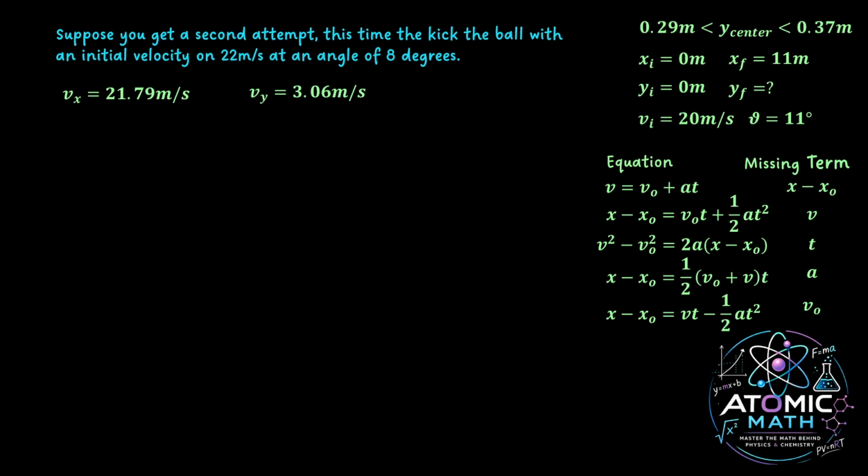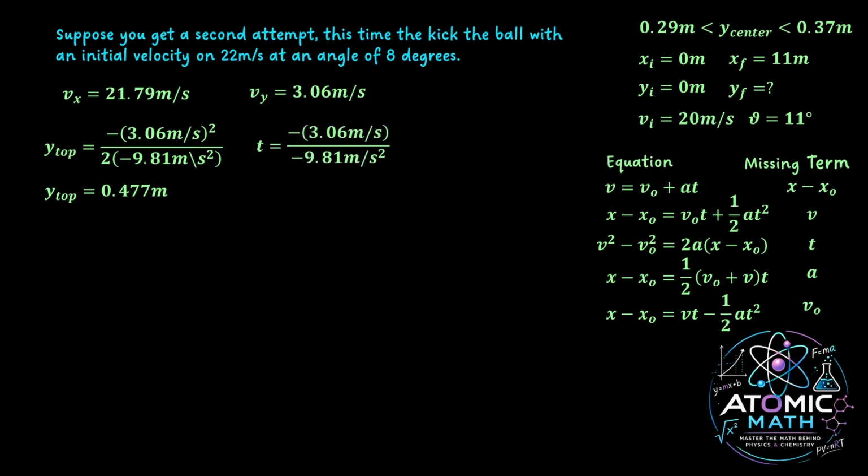I'm not going to derive every equation this time because we've already gone through it. I'm just going to jump right to the final step for each one. So our y top, the height that we reach, is going to be basically 0.477 meters. And our time to reach that point is going to be 0.31 seconds. And our time for the ball to reach the goal in the horizontal direction is going to be 0.50 seconds.